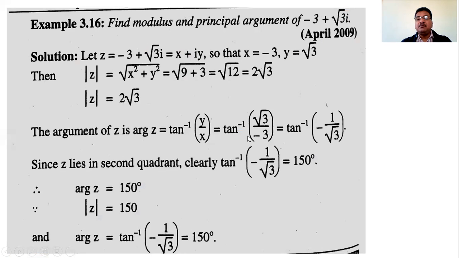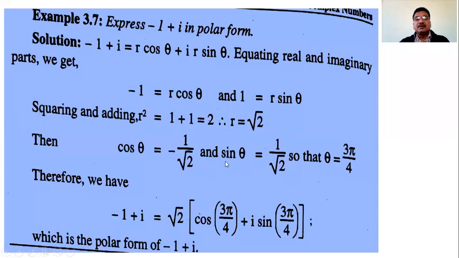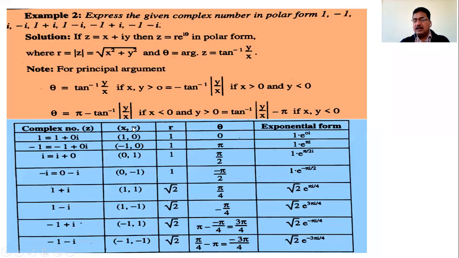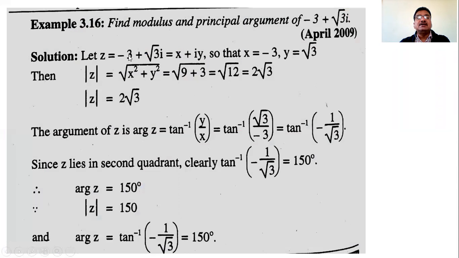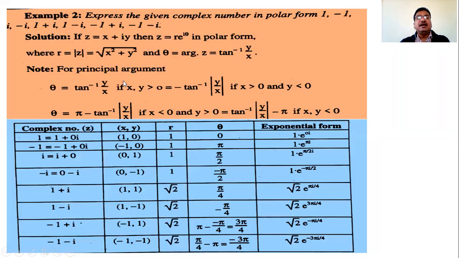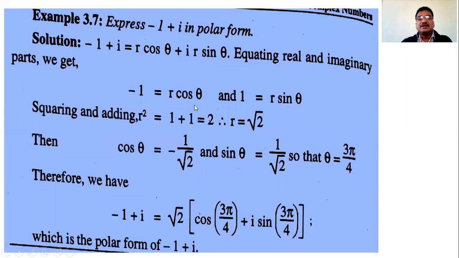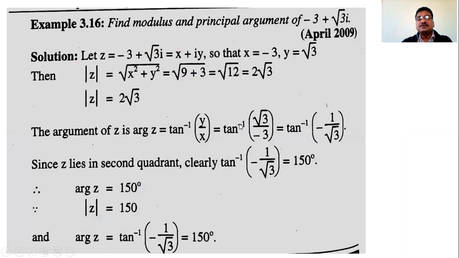No, both are not positive. So here use the formula. x is minus 3, so x is negative. So use this formula: pi minus tan inverse mod y by x. Instead of tan inverse y by x, use the formula tan inverse mod y by x. Then we get the answer 150 degree.